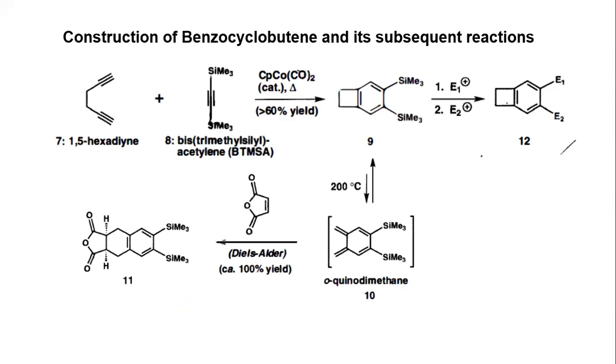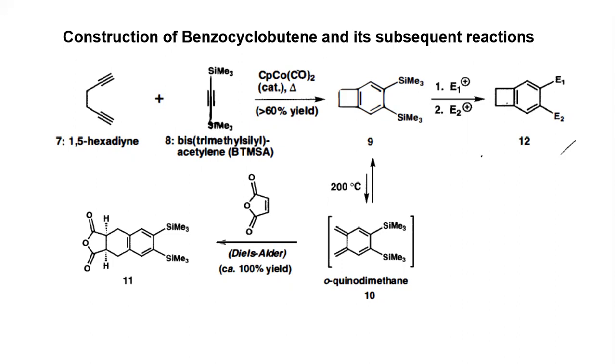So here is another exemplary reaction which is used for the construction of benzocyclobutene and subsequent reaction. All these types of reactions are frequently used in steroid skeleton synthesis. Basically, these reactions help us to construct different types of ring structures, and we will use all these strategies in the synthesis of estrone.